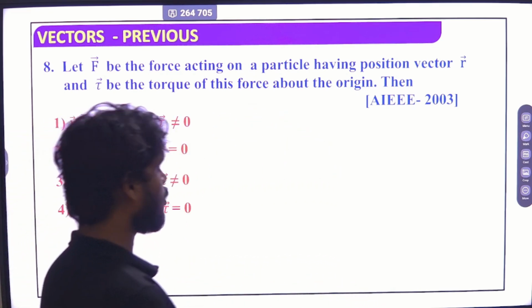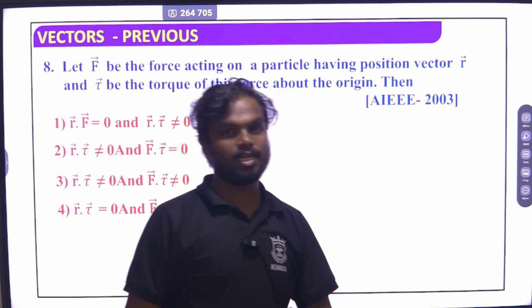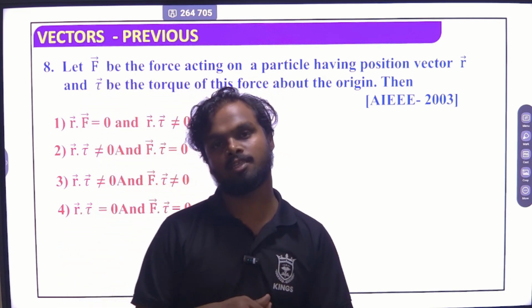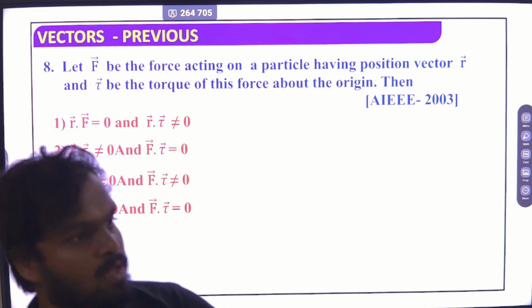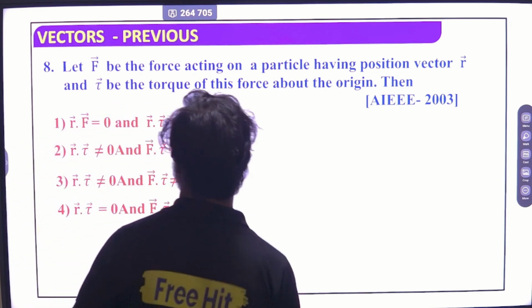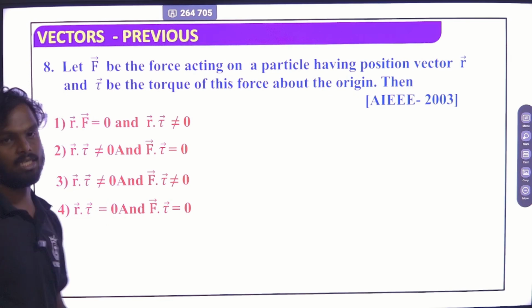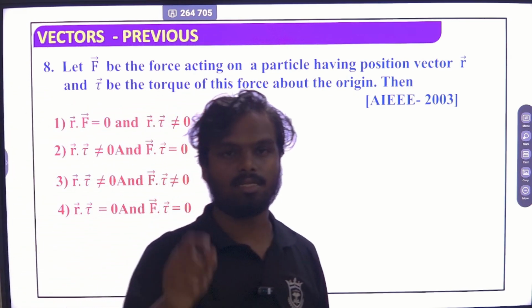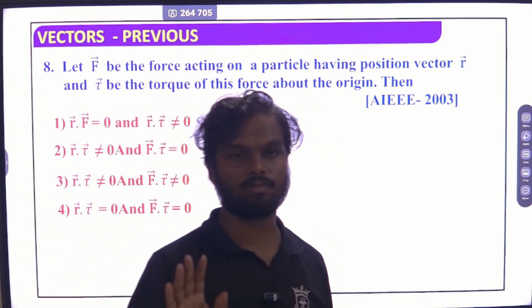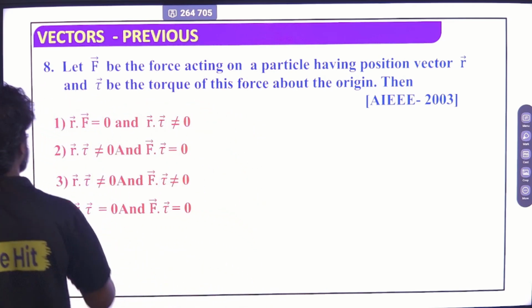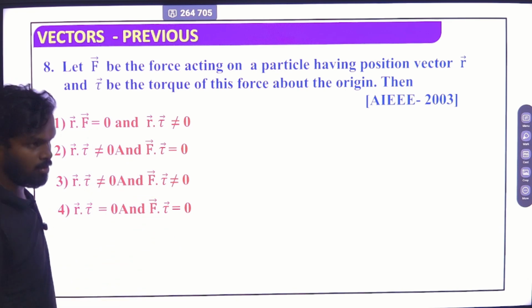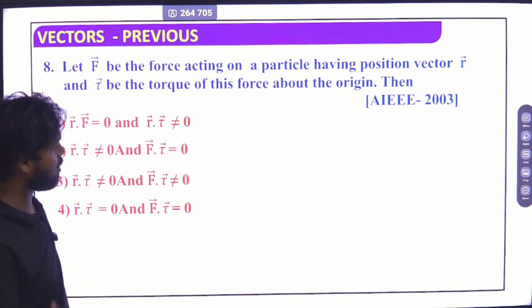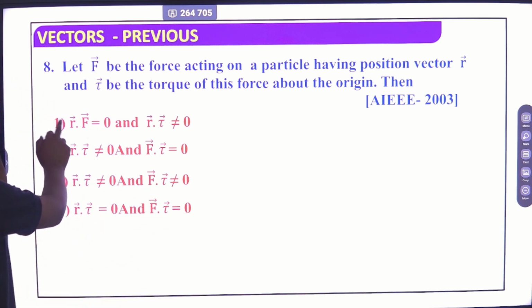And I told one property, remember? If we are doing A cross B, we will get another vector, that is C, and C is going to be perpendicular to both the vectors A and B. Now let us check. Whatever I am covering in my notes, the question will be from my notes only, that you have to remember. So see, r dot F is equal to 0. No, this is wrong. r dot F will not be 0, because they can be perpendicular, they can be parallel, it doesn't depend. So the first is wrong.